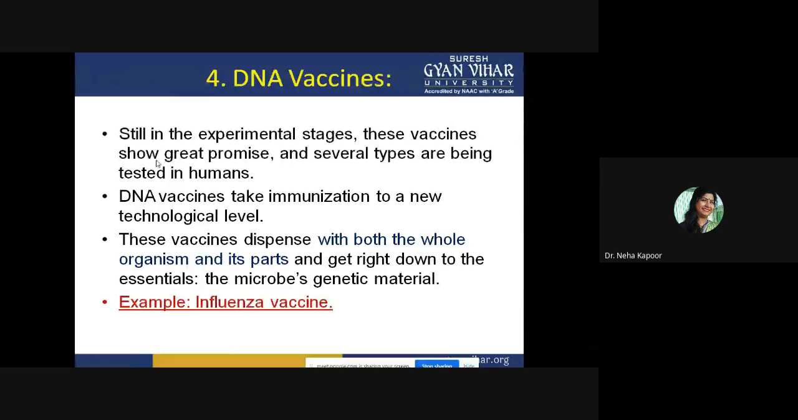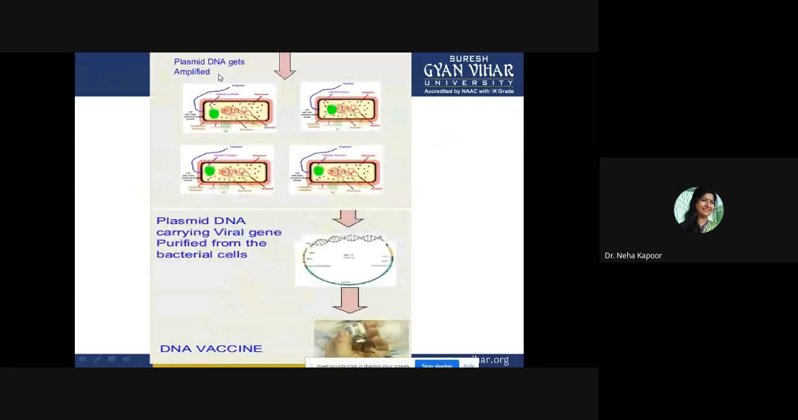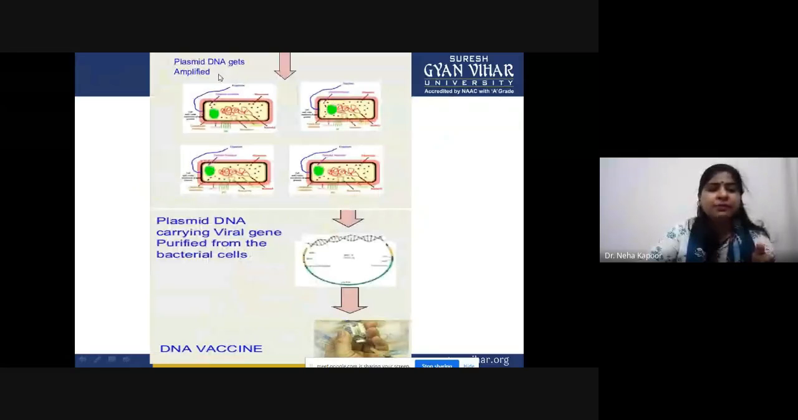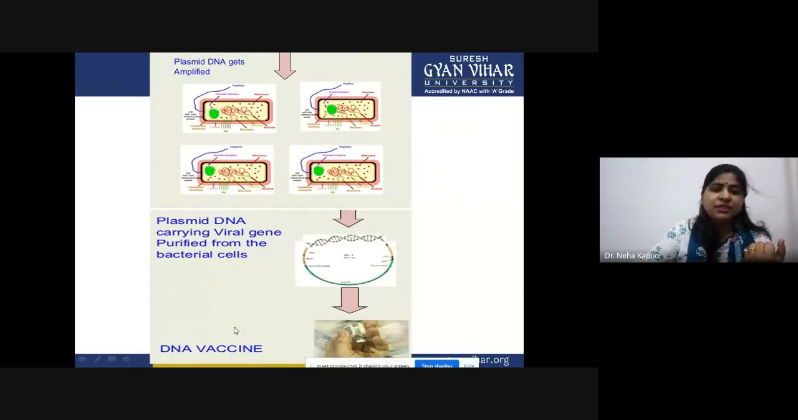In this case, what is being done? Suppose this is the viral gene. We insert this viral gene inside the expression plasmid. This is a plasmid with a foreign gene, and then the plasmid DNA carrying the foreign gene is amplified. This is the amplification of this recombinant plasmid. After that, this plasmid DNA carrying the viral gene would be purified from the bacterial cells in the culture medium, and you can prepare the DNA vaccine from it. This is the complete part.